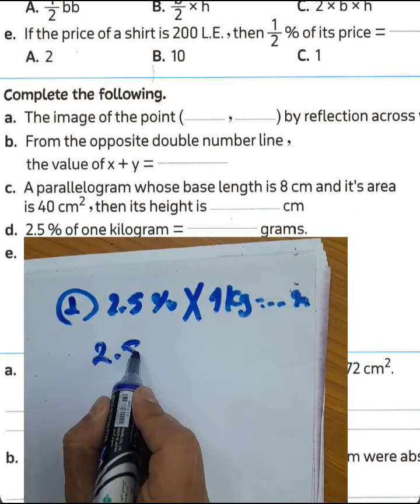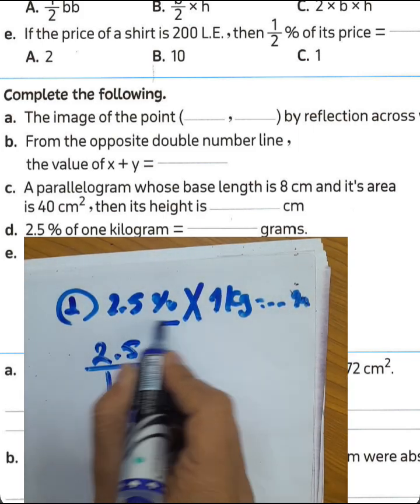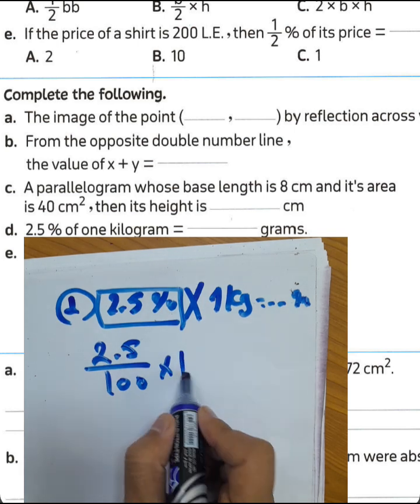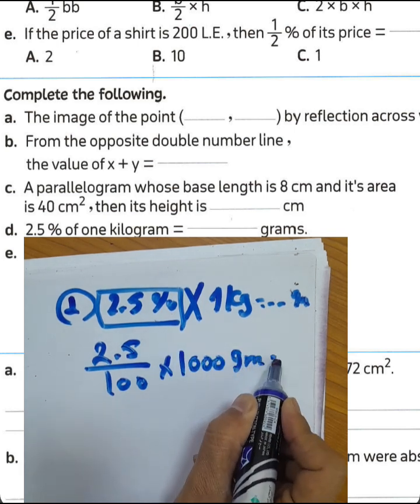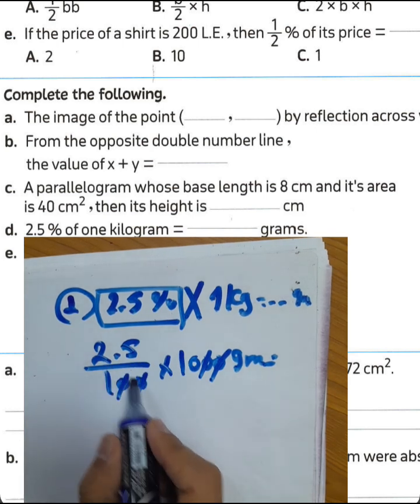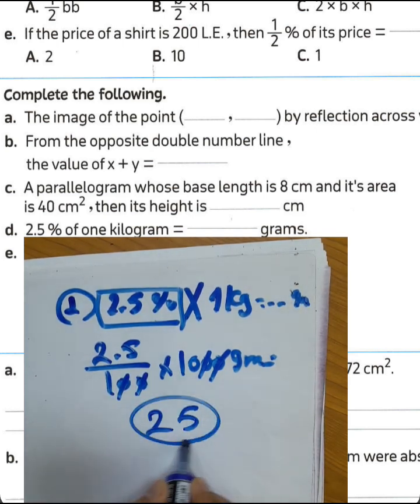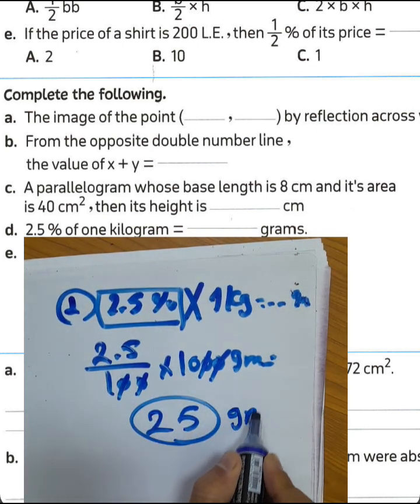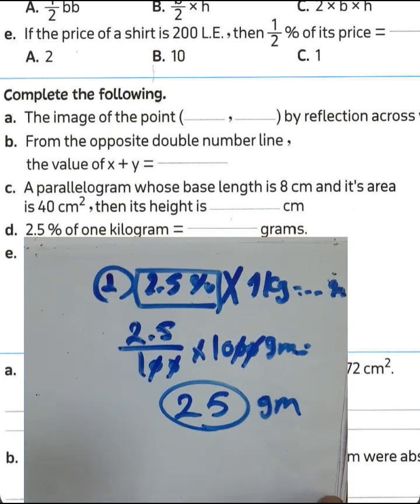Then we write 2.5 over 100, it's percent, times 1 kilogram, it will be 1000 gram. And cancel double zero by double zero. Then 10 times 2.5, it will be 25. Move the point right hand side by one place. And the result will be 25 gram.